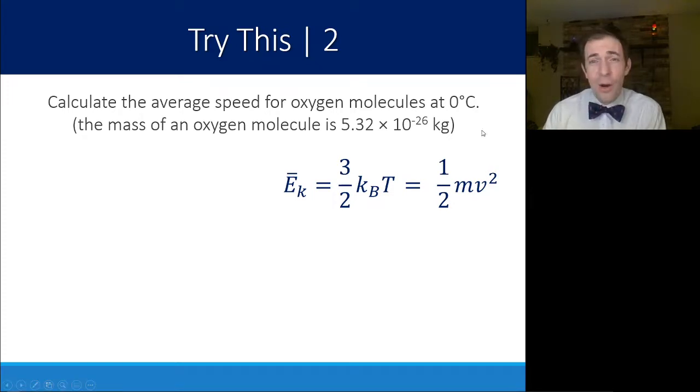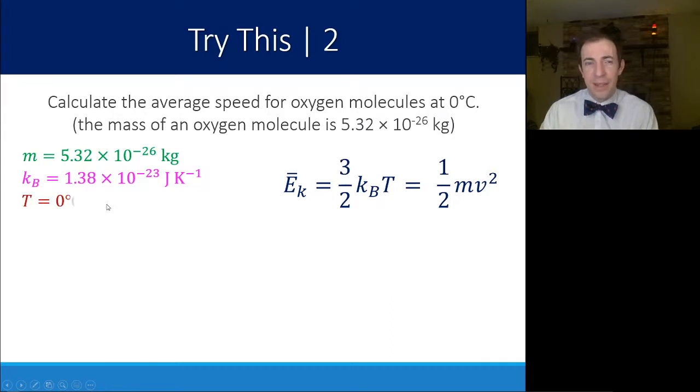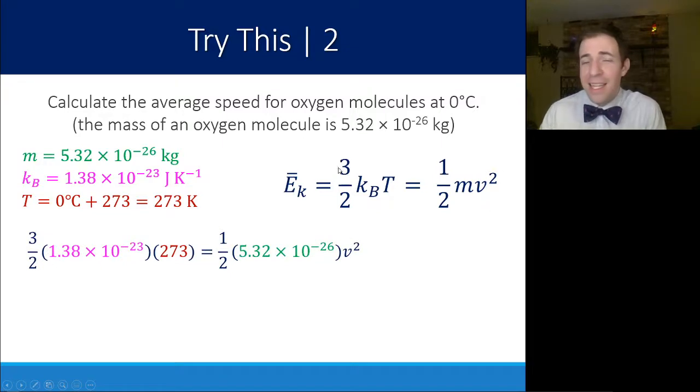Everything here is known except for the velocity. We know that the mass of the oxygen molecule is 5.32 times 10 to the negative 26 kilograms. We know that our Boltzmann constant is 1.38 times 10 to the negative 23rd. We know that the temperature is 0 degrees Celsius converted to Kelvin is 273 Kelvin, which means that I can plug all of that into this equation. 3/2 times kB times T is equal to 1/2 mv squared.